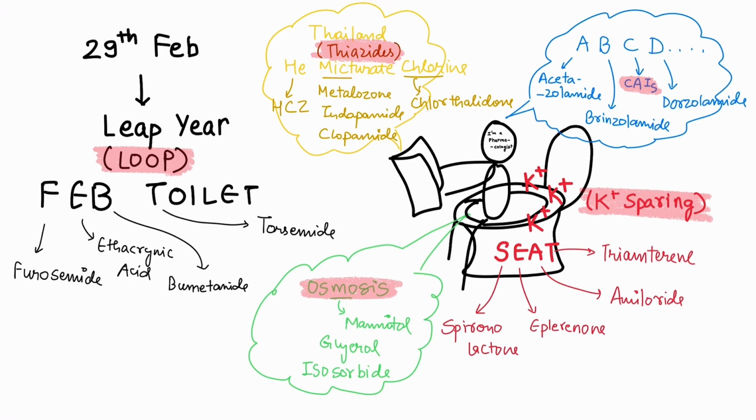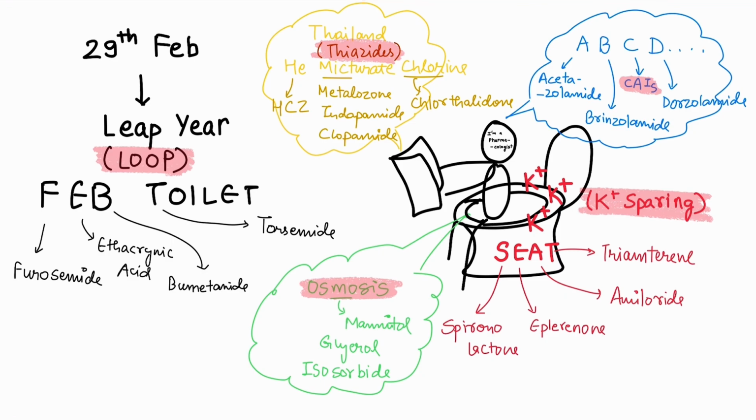Now, as you go through your daily newspaper, one headline catches your attention: a boy in Thailand micturated chlorine in his urine. I don't know, it's a mnemonic, just remember it. A boy in Thailand micturated chlorine in his urine. So from Thailand you remember the HCZ or the hydrochlorothiazide. From micturate, the M stands for metolazone, I for indapamide, and C for clopamide. And at last, from the chlorine, you take the chlor and remember chlorthalidone, right?